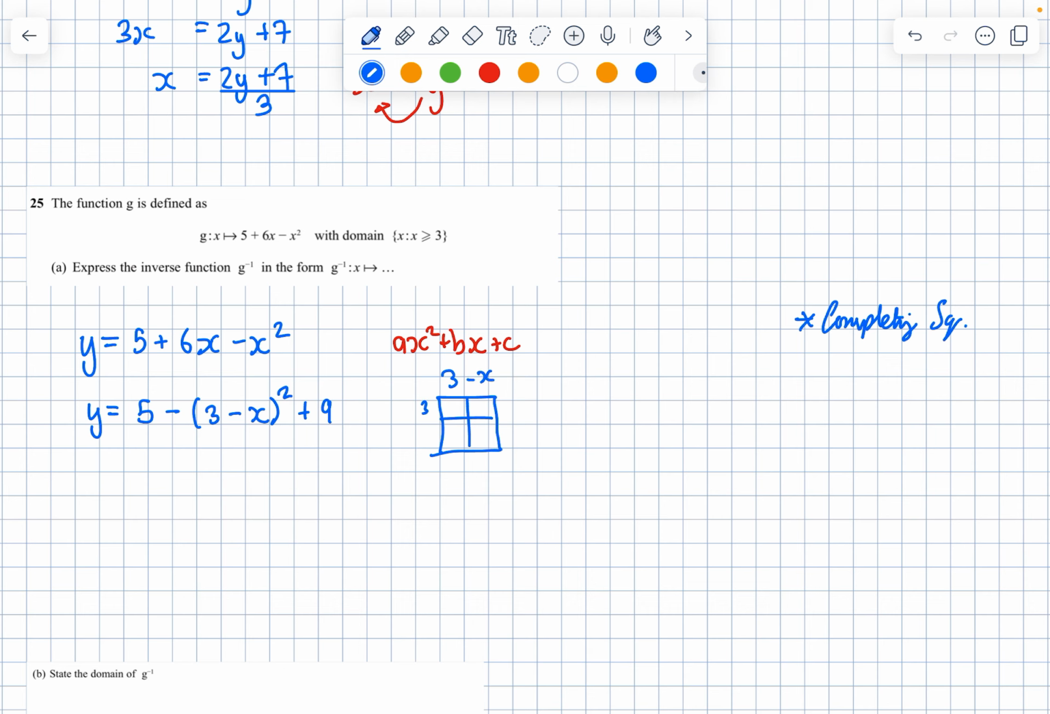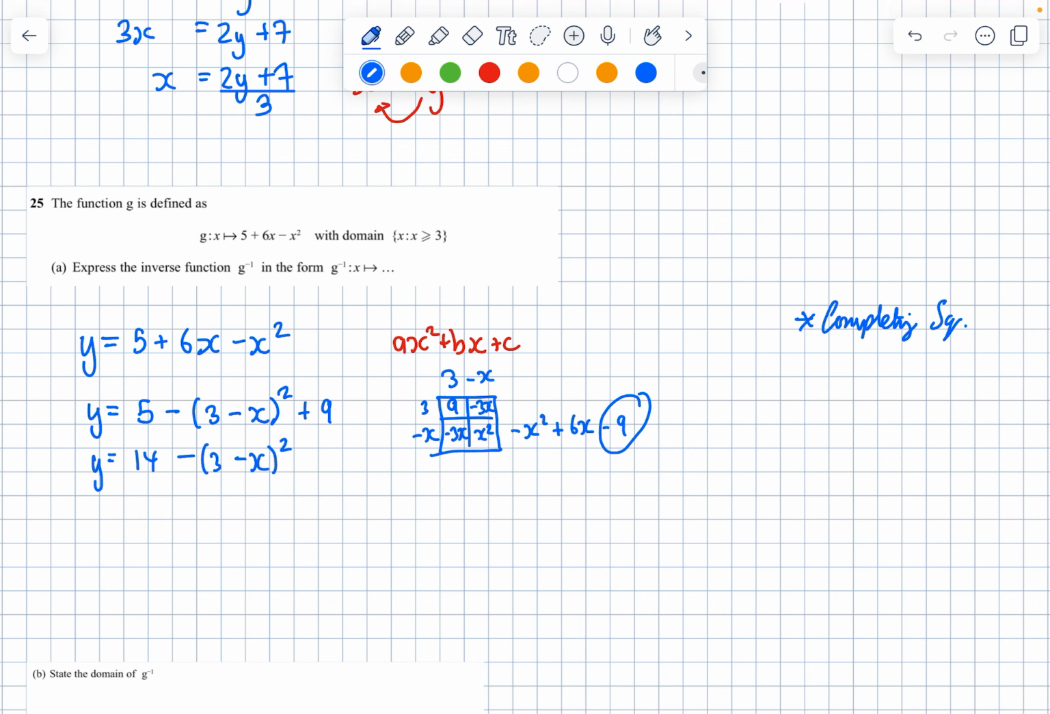3 minus x times 3 minus x, I get 9 minus 3x minus 3x plus x squared. And remember we're subtracting all of that, so what I get is minus x squared plus 6x minus 9. And I need to then get rid of that because that's something new. So I add 9 at the end. Right, okay, so now that means that y is equal to 14 minus 3 minus x all squared.